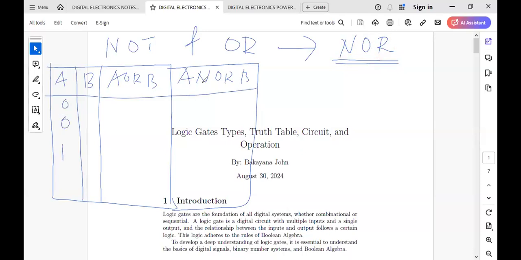0, 0, 1, 1, 0, 1, 0, 1. OR means addition. We said that. 0 plus 0, 0, 1, 1, 1. Is that okay? So what is going to be the result in the third column?